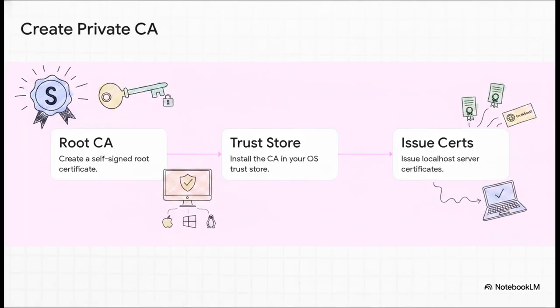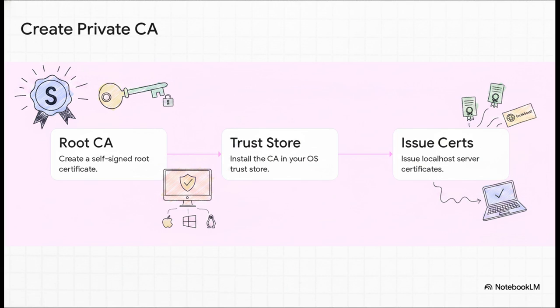Implementing this is actually a really precise, brilliant three-step procedure. Step 1. You use OpenSSL to create a self-signed root certificate. Now yes, the root CA itself is self-signed, but it has special mathematical permissions baked in that allow it to sign other certificates. Step 2 is the most vital part of the whole process. You take that root CA certificate and you install it directly into your operating system's core trust store.